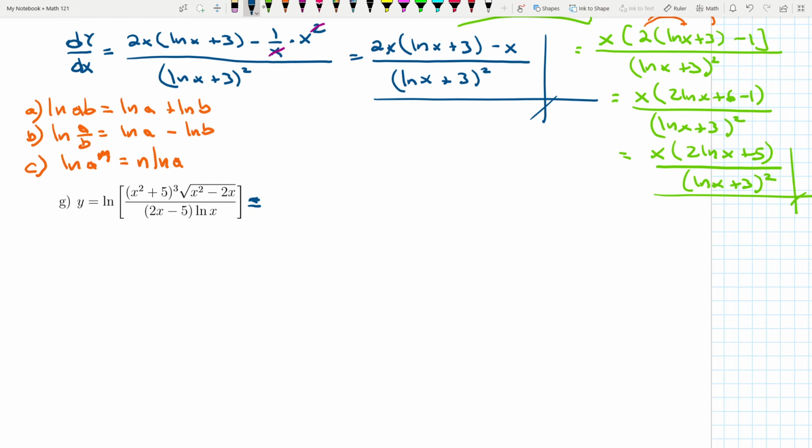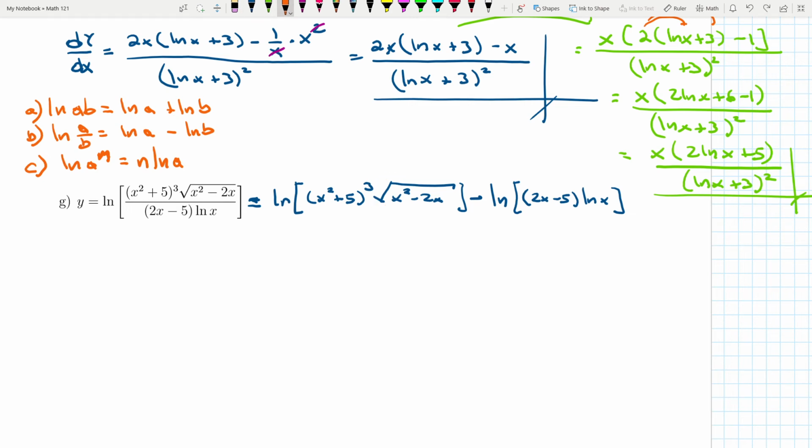So in this case, I'm going to use first of all the quotient rule. That's going to give us ln of the quantity x squared plus 5, cubed, times the square root of x squared minus 2x, minus ln of 2x minus 5 times ln of x. Alright, and then from here, I'm going to break each term using the product rule. At the same time, I'm going to change this radical form into a rational exponent.